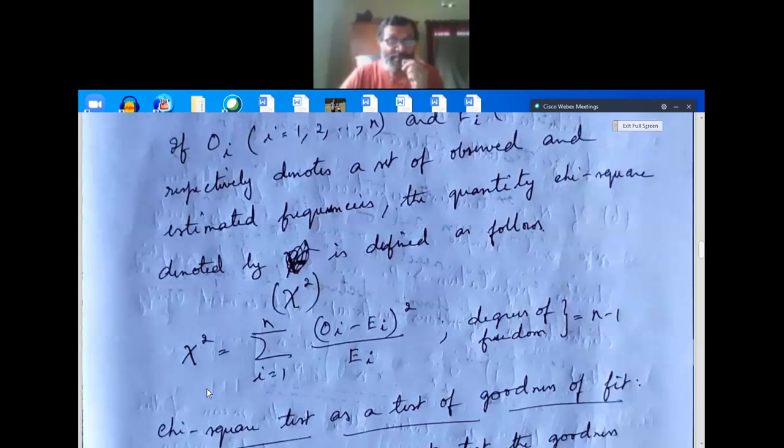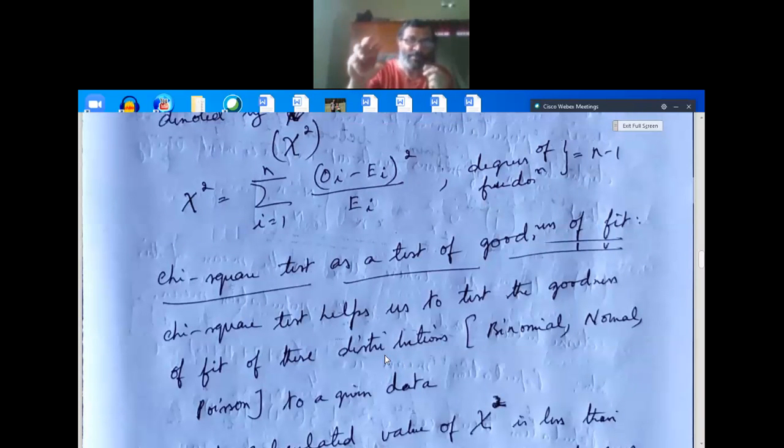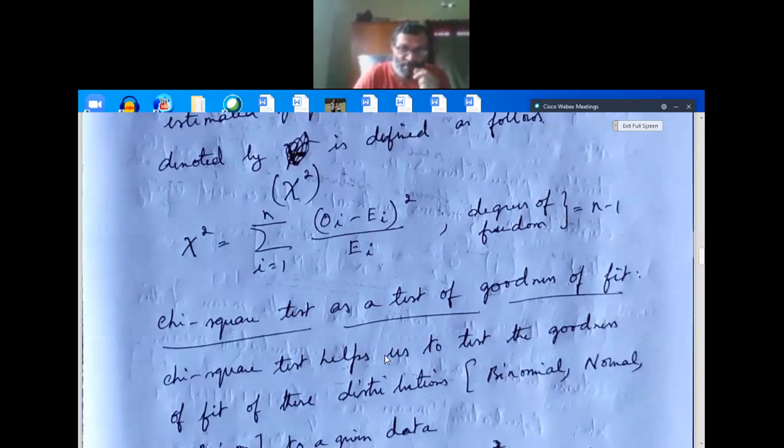Again I repeat, the chi-square formula. This is the symbol for chi-square, this is the word chi. Chi-square is equal to sigma i equals 1 till n of (Oi minus Ei) squared divided by Ei, observed frequencies minus expected frequencies squared divided by Ei. And the degrees of freedom is n minus 1, if there are n variables.